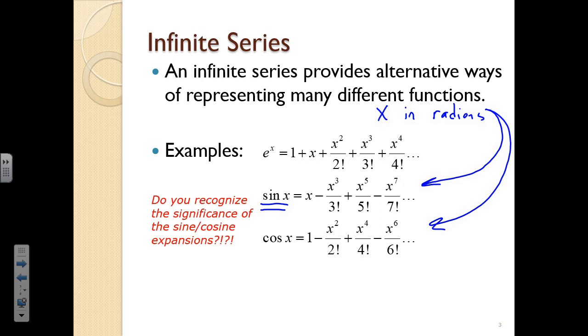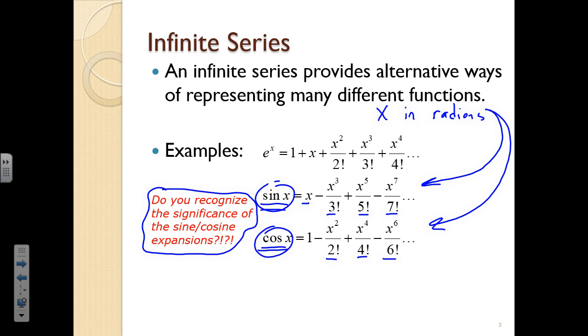The sine of any angle in radians, x, that's a dimensionless number, could be plugged in, and notice that the signs alternate, and sine uses odd powers of x and odd factorials, whereas cosine of x deals with alternating signs but even powers and even factorials. It's one of the beautiful results in mathematics that sine and cosine can be represented by these crazy polynomials, and sine only uses odds and cosine only uses evens. Now, do you recognize why this is really, really important?